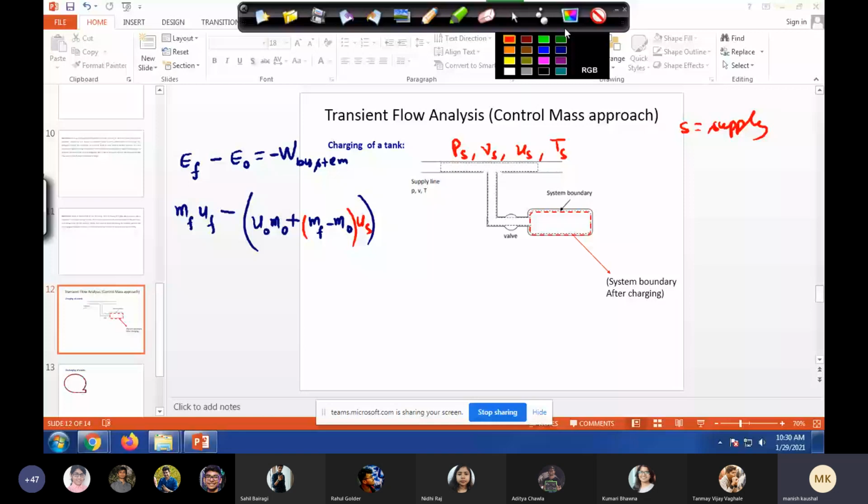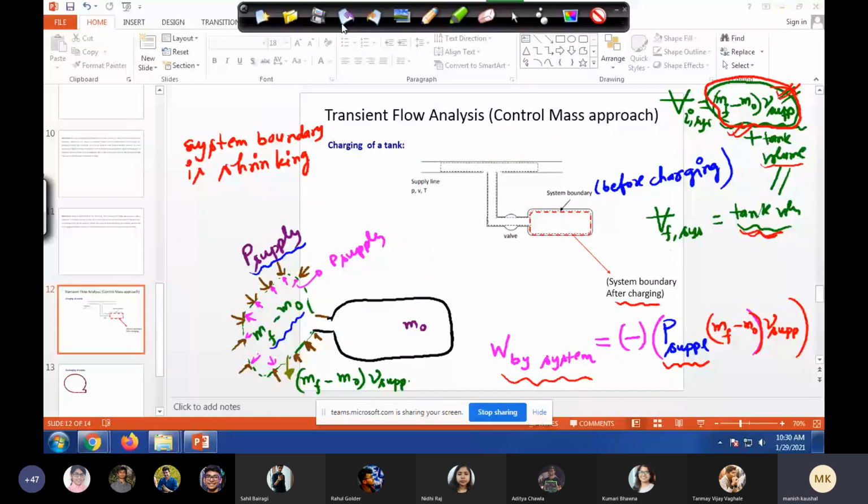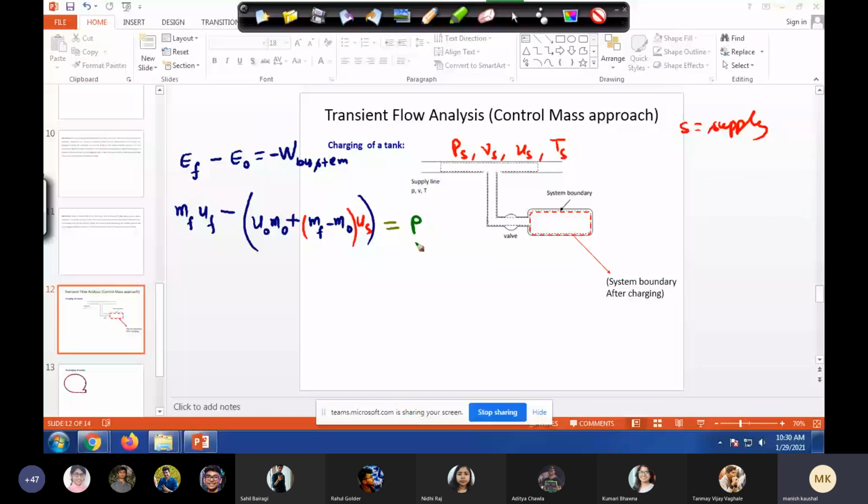That we have calculated already. That was P with a minus sign, of course. So if you see, there is already a minus sign, and there is one more minus. So minus plus: P supply, (MF minus M naught), and V supply. That's all we have, and if you solve it, you can check also whether it's correct or not.